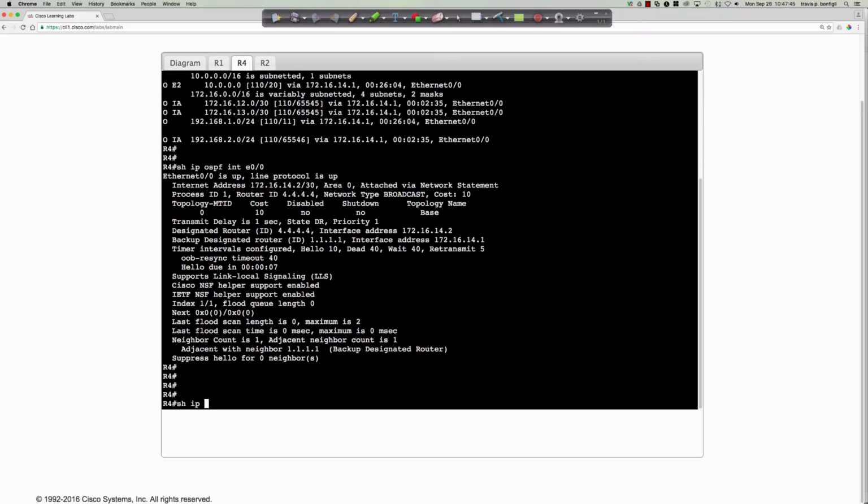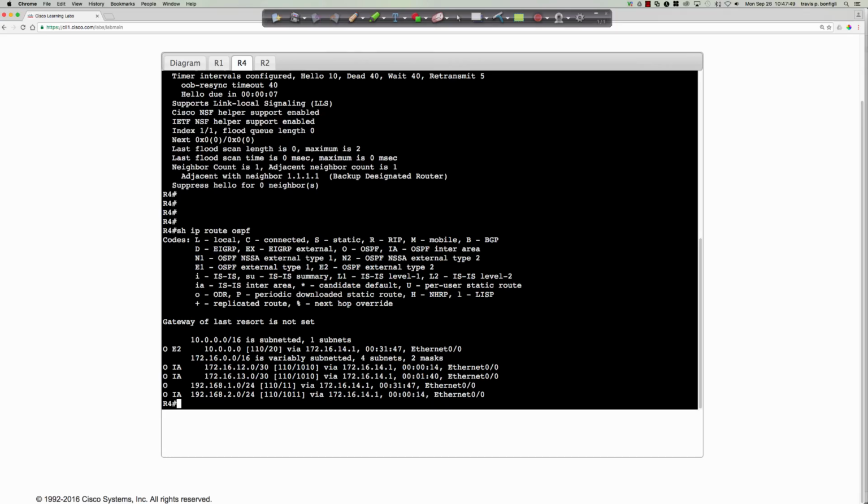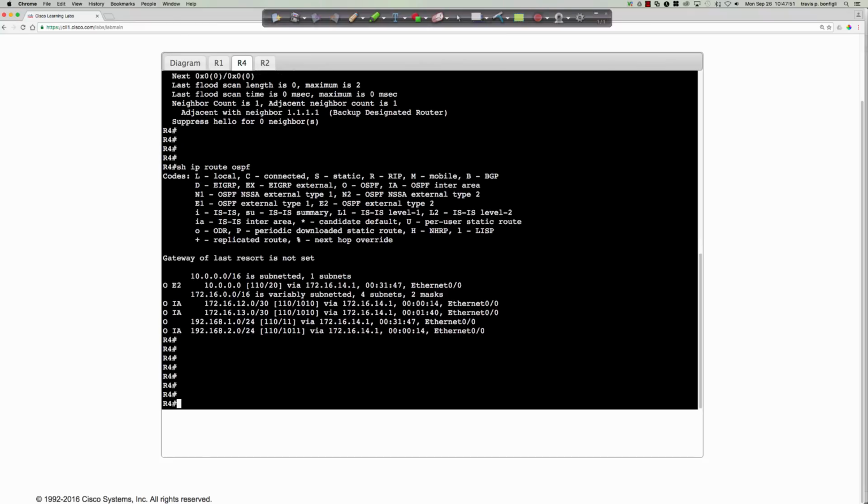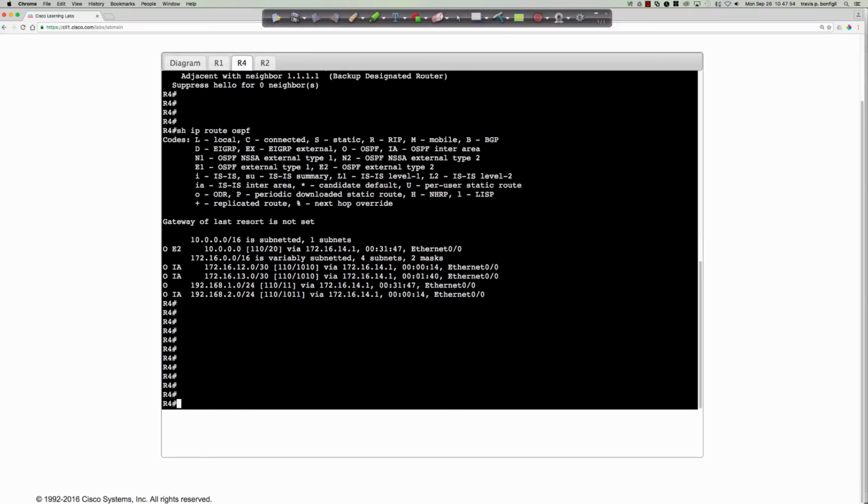Over here, when I say show IP route OSPF, what is our cost to get to that segment? What is the metric? The metric is 1,011, right? Remember, 10 for the outgoing Ethernet interface, we now have 1,000 for the outgoing serial 2.0 interface, and then 1 for the loopback. So again, it's very simple to take a look at the OSPF topology, walk through the outgoing interfaces, and see what you get.